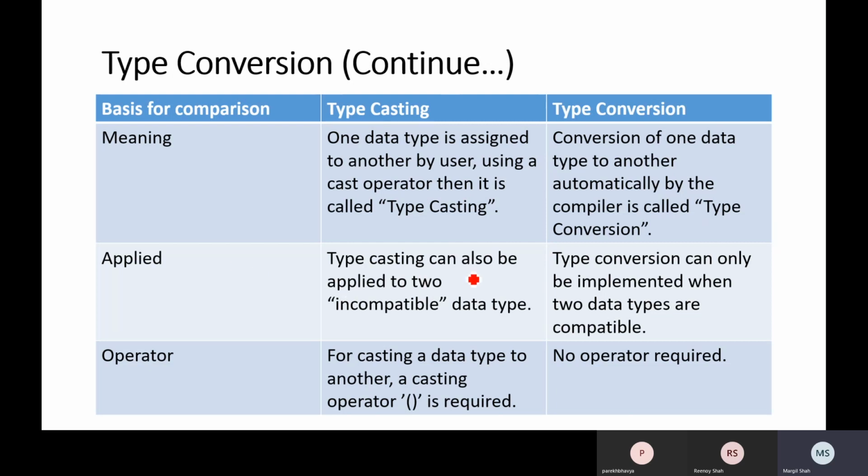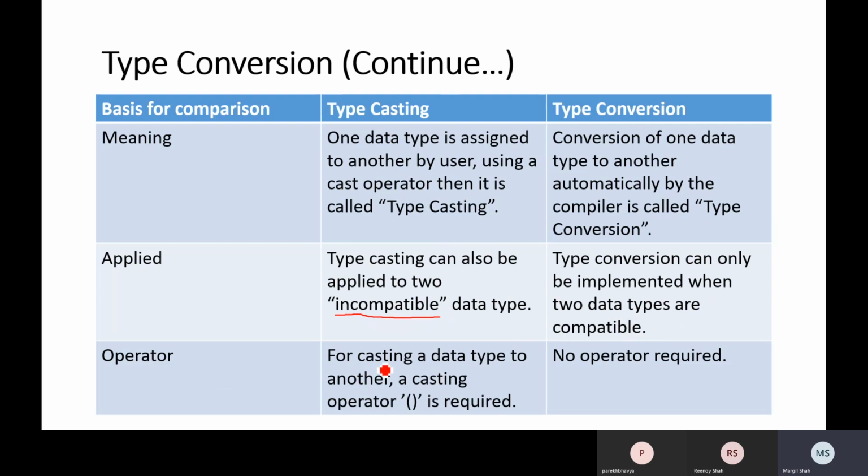Typecasting can also be applied to two incompatible data types. Incompatible is explicitly mentioned, meaning no need to worry about whether we have data in the form of a character and I would like to convert this character into an integer. I can do that, but that is explicit type conversion. That will not be implicit type conversion. Type conversion can only be implemented when two data types are compatible.